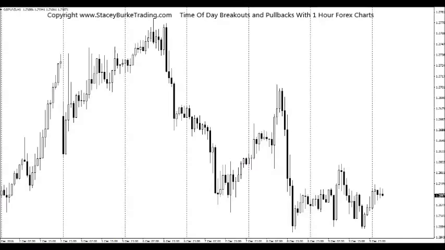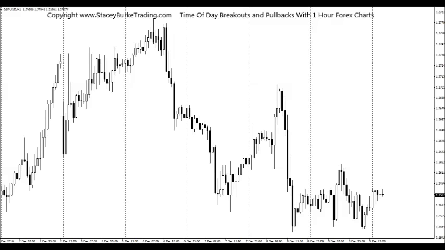G'day traders, Stacey Burke from Stacey Burke Trading, and today I'm just going to review a really important aspect of higher highs, higher lows, and breakout trading, just in relation to the hourly charts. But we'll also look at this on the daily charts and how this same principle can be applied.